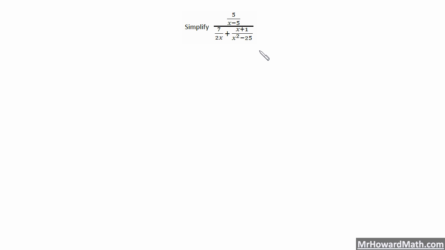So the way that we do that is we factor everything first. The only piece that'll factor is this right here, this x squared minus 25. So I'm just going to rewrite the problem only with this piece factored. That gives us 5 over x minus 5, and I'm going to write it this way because I think it's easier to see, divided by the quantity, this whole thing, 7 over 2x plus x plus 1 over x plus 5, x minus 5. I'm just factoring.